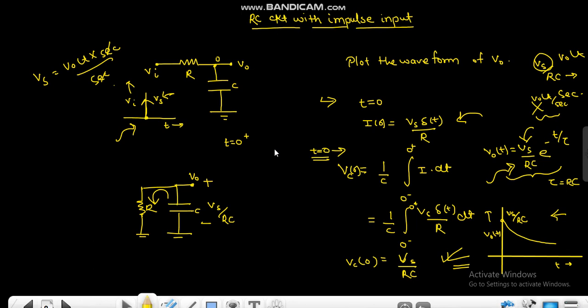So because of the infinite amount of current, there will be an instant change in the voltage of the capacitor. So we have found that the instant change was from 0 to Vs by Rc.